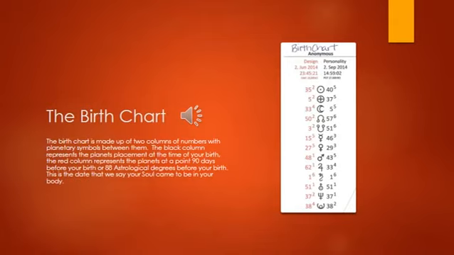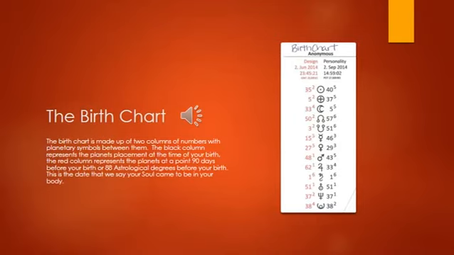The birth chart is made up of two columns of numbers with planetary symbols between them. The black column represents the planet's placement at the time of your birth. The red column represents the planets at a point 90 days before your birth, or 88 astrological degrees before your birth. This is the date that we say your soul came to be in your body.